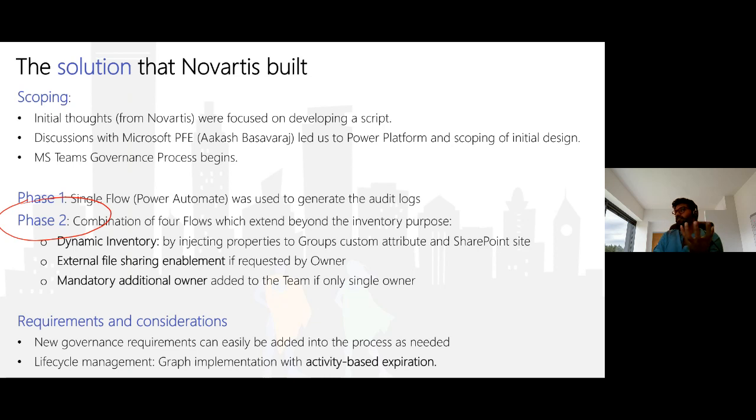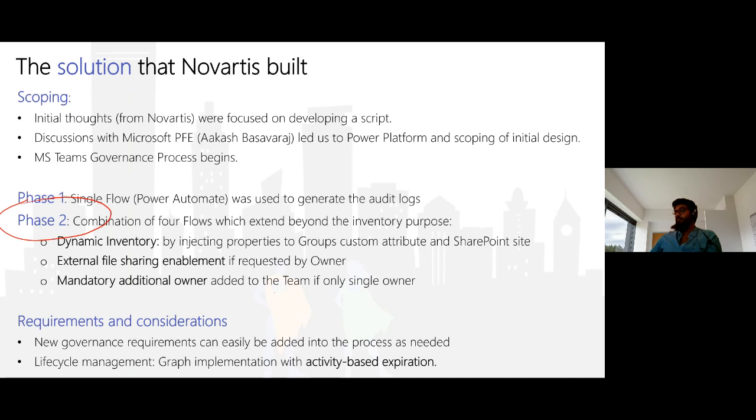So we started with the dynamic inventory process, but as we grew and scaled out this solution, it picked up external file sharing enablement by the requester itself, the owner. Then we started managing single owner teams. If a team is identified with only one owner, then we explicitly ask the requester to add additional owners to manage the team space, to align with the governance policies.